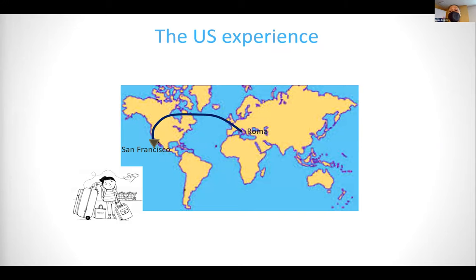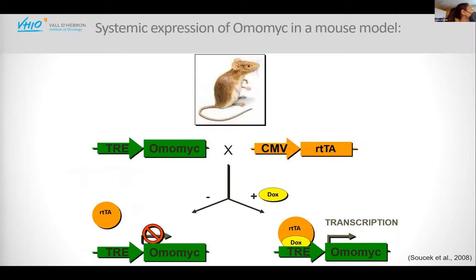laboratory of Gerard Evan. And there I made my first HOMO-MYC mouse, a mouse that had HOMO-MYC under a tetracycline responsive promoter. So it was a tetracycline inducible mouse, because it was crossed with a mouse that had a reverse tetracycline transactivator, which basically could induce HOMO-MYC in all the tissues of the animal, just adding doxycycline to the drinking water of the animal. So the animal normally didn't have any HOMO-MYC. When I added doxycycline to the water, they would start producing HOMO-MYC in all the tissues of the body. This was the first model of an anti-MYC drug in a mouse.